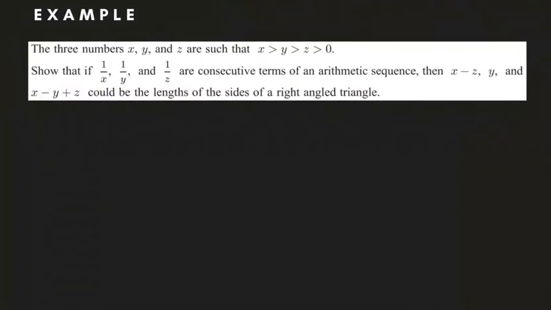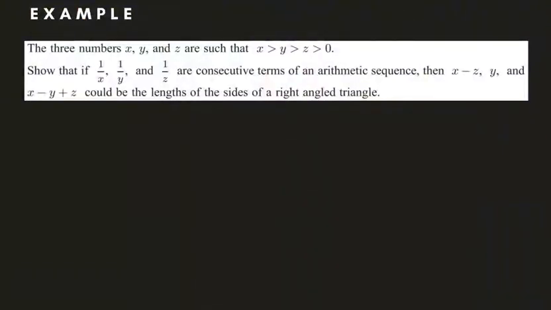hard question. What's the hardest thing I could be asked? Well, let's have a look at something really messy and see if we can figure this out. So we have got three numbers, x, y, and z, and they are such that x is the biggest, then y, then z, and they're all greater than 0. Okay, we're showing something, right? If 1 over x, 1 over y, and 1 over z are consecutive terms in an arithmetic sequence, then x minus z, y, and x minus y plus z could be the length of the sides of a right-angled triangle.